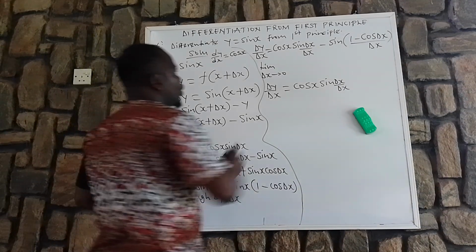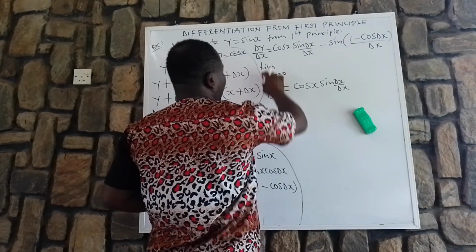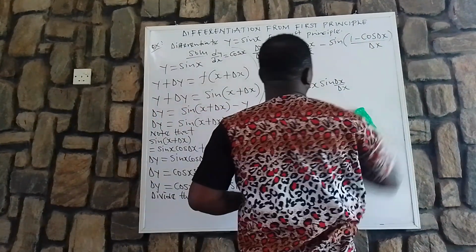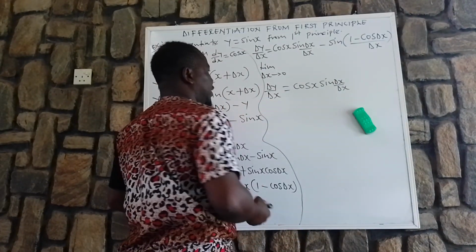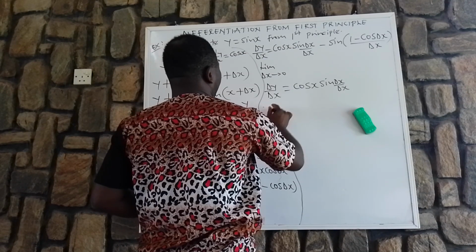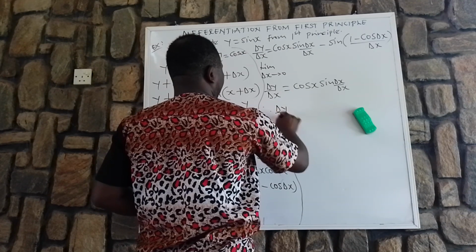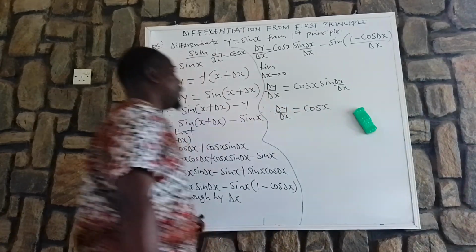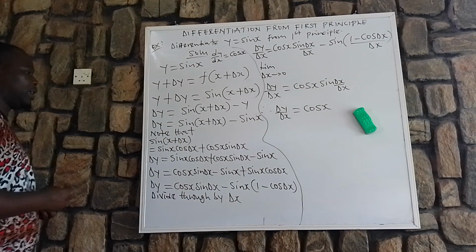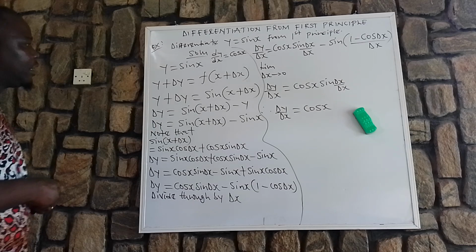So as the limit dx tends to 0, sine dx over dx is 1. Therefore, our dy over dx is equal to cos x. This is what we arrive at. This is our final answer.